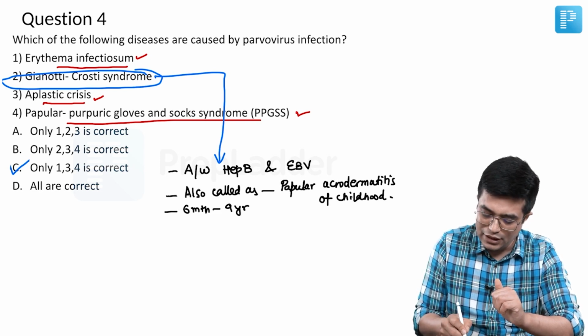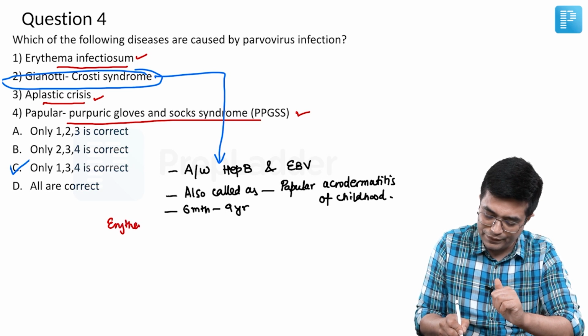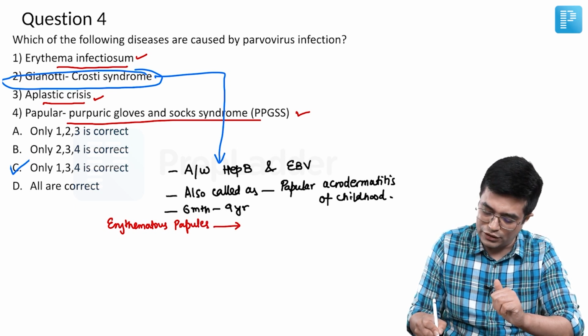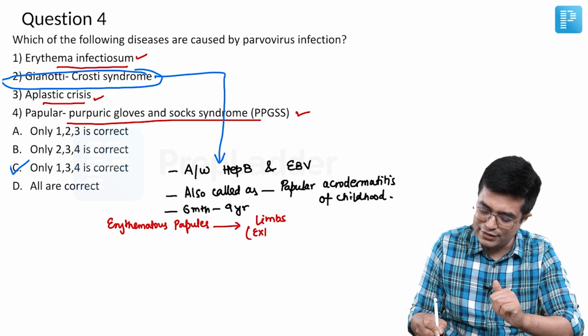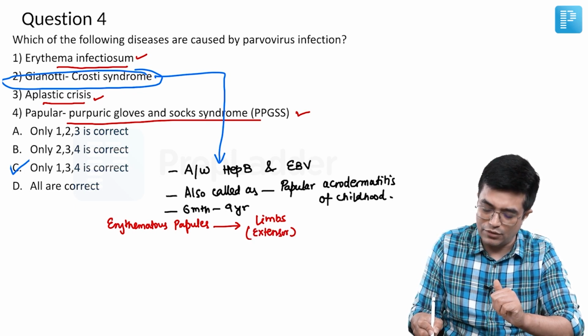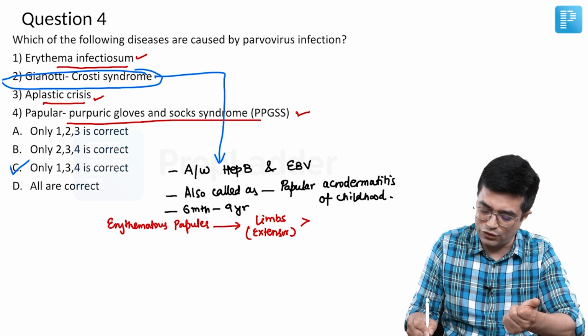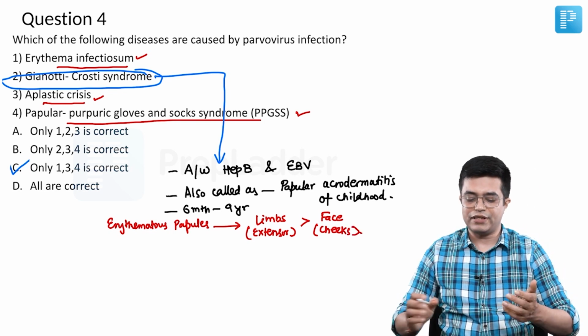There are multiple erythematous papules which may sometimes have an eczematous appearance, which tend to occur on the limbs, particularly the extensor aspect of the limbs. Upper limbs are slightly more commonly affected, followed by face, and it tends to occur bilaterally on the cheek region. And no specific therapy is needed.